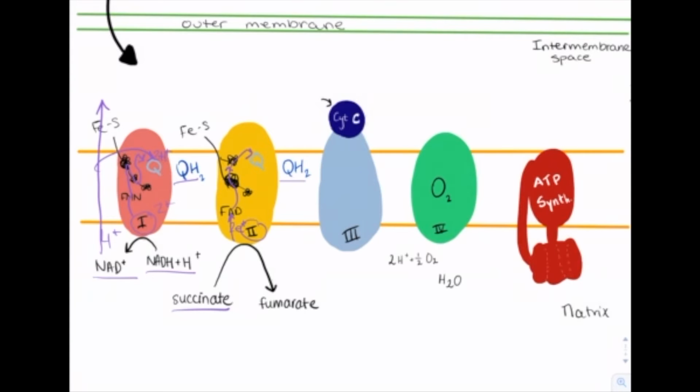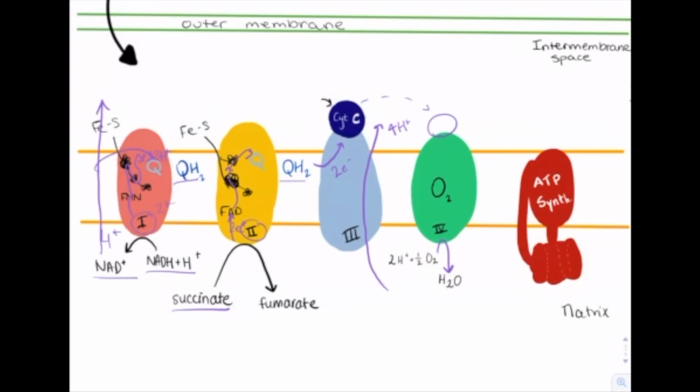Complex 3. This large complex couples the transfer of 2 electrons from 2 QH2 molecules to cytochrome C. At the same time, we have the vectorial transport of 4 protons from the matrix to the intermembrane space. Cytochrome C, a mobile transporter which can only carry electrons one at a time, carries them over to oxygen, located in complex 4. So the oxygen can be reduced into water.